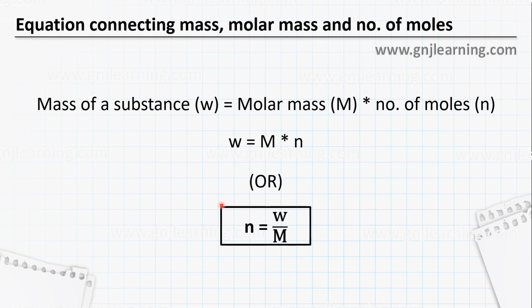So if you want to find out the number of moles, it's easy. Just find how much mass is there, then divide it by the molar mass of the substance. You will get the number of moles. Okay.